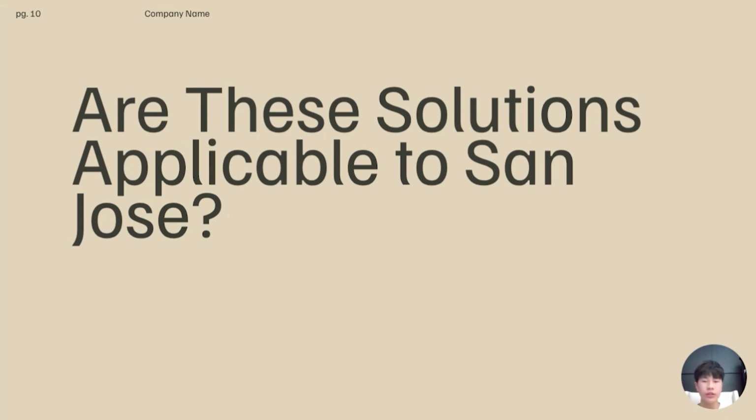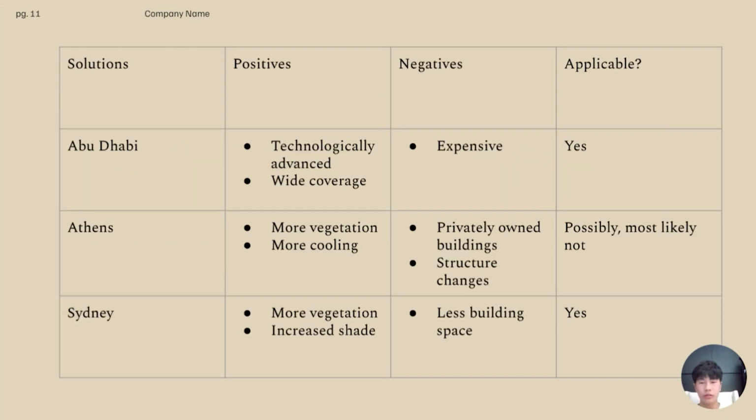So, are any of these solutions applicable to San Jose? Here's a table I've created on positives, negatives, and if they're applicable. Abu Dhabi is very technologically advanced, meaning it could last for a very long time, and it also can have a pretty wide coverage depending on how many buildings have them. The negatives are it's expensive, but I would say it's applicable since San Jose is also a very technologically advanced city, and California has one of the highest GDPs in the world, higher than a lot of countries.